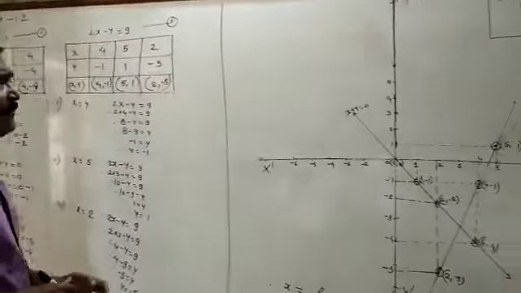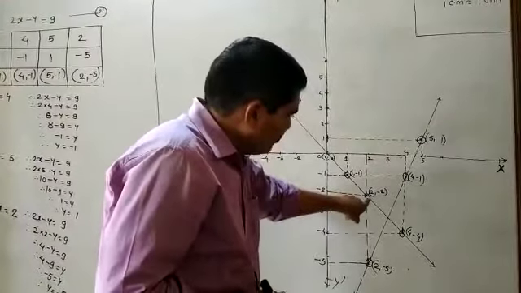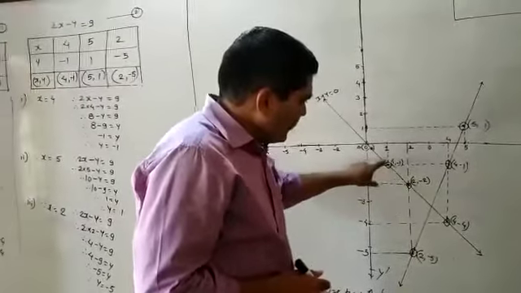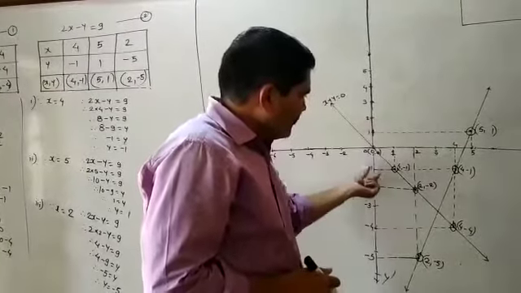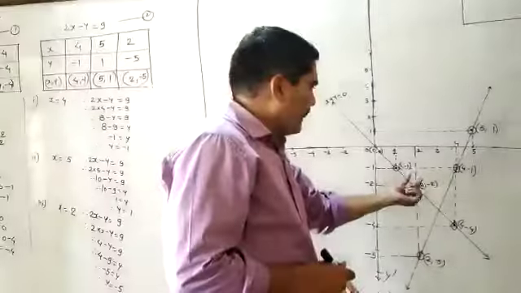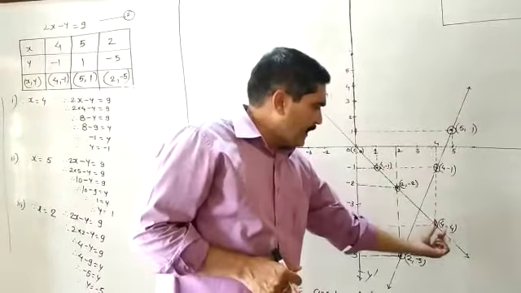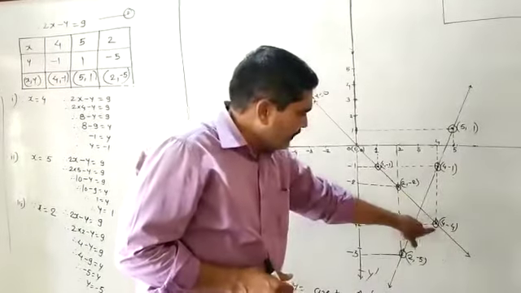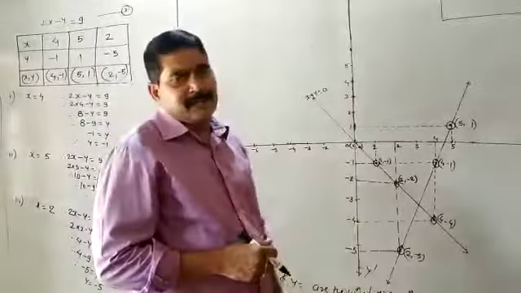The first coordinate is (2, -2). X is 2, y is minus 2. This point will come here. The second point is (1, -1). X coordinate is 1, y coordinate is minus 1. This will come here. The next point is x coordinate 4, y coordinate minus 4. This point will come here. The line will pass through all three points. You have to plot the line.